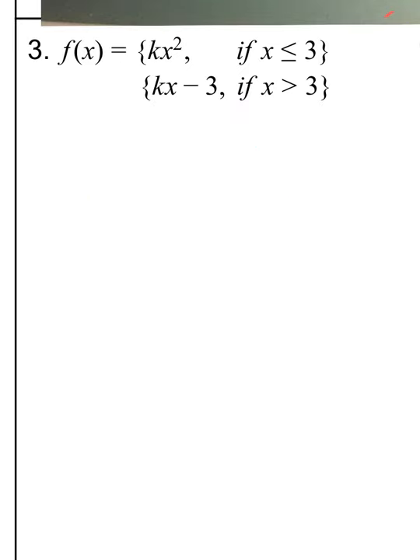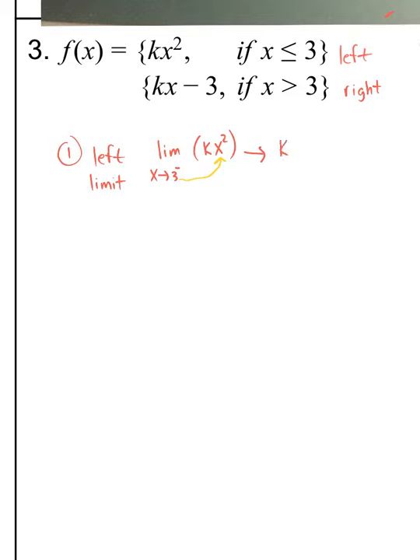Okay, number 3. My dividing point is 3. Less than 3, that is my left function. And the second branch, greater than 3, that's to the right of 3, that is my right function. All right, step number 1, the left limit. Correct calculus notation required. The limit as x approaches 3 with a little minus sign. My left function, kx squared. I have a limit problem. Can I do direct substitution? Yes. I put 3 in for x, not k. So I have k times 3 squared, and that gives me 9k. That is my left limit.